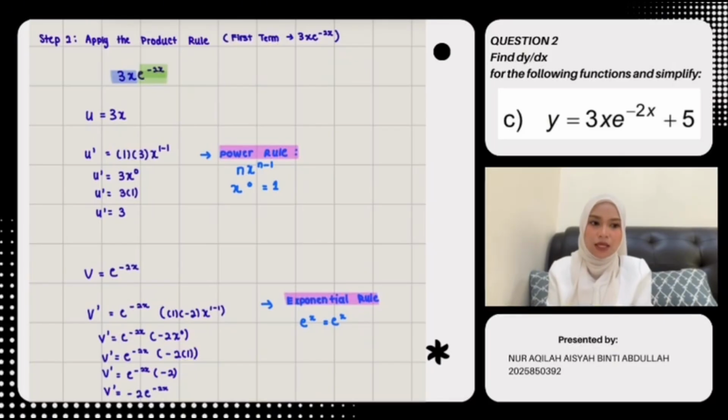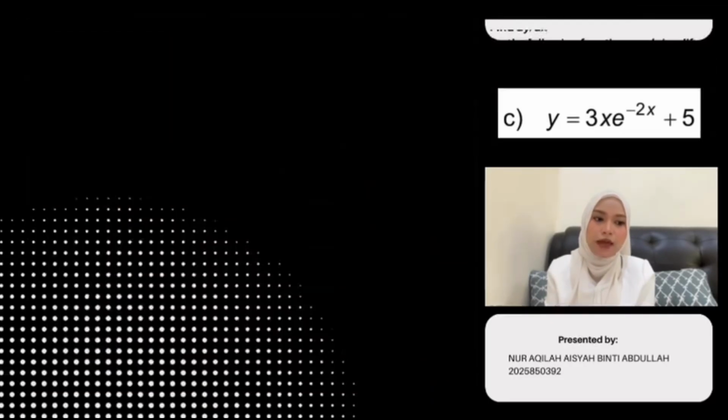So for the v, e to the power of negative 2x, here we're using exponential rule. e to the power of x equals e to the power of x. It just stays the same. And then we need to differentiate the inner term. So the result will be negative 2 e to the power of negative 2x.